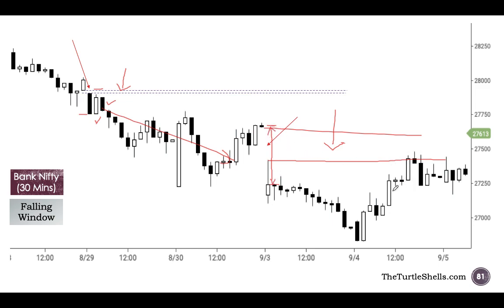And see how, when price reached the window, that falling window became resistance in this area. So the window is a very powerful candlestick signal. One of the best candlestick signals any trader can have is the window, whether it is a falling window or a rising window.